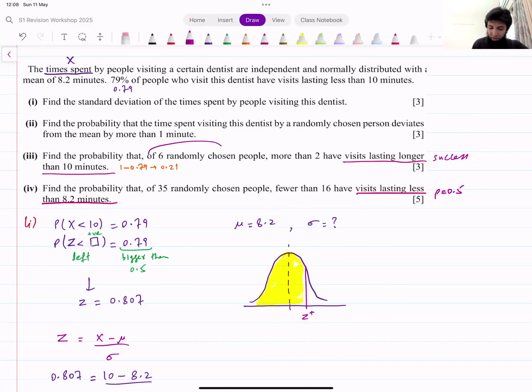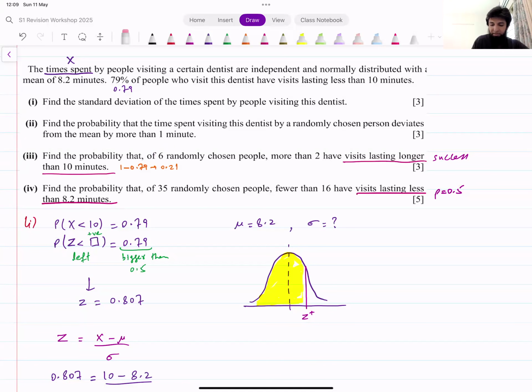6 randomly chosen people, more than 2 have visits lasting more than 10 minutes. Now we're talking about people. That's a discrete variable, number of people, right? That's discrete. So that cannot be normal distribution. This is binomial distribution with n being equal to 6. And the criteria for success is that the visit lasts longer than 10 minutes. So this is a binomial distribution where this is the criteria for success.